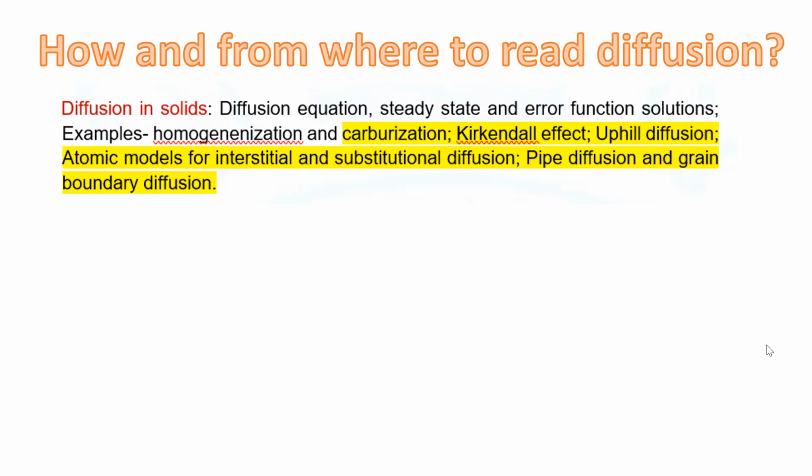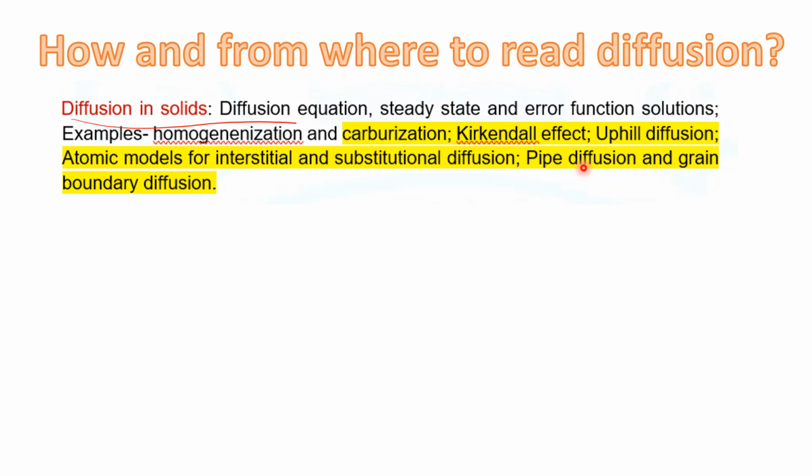This is a very special video where we are going to discuss from where we can complete our syllabus which is related to diffusion in solid. So guys, if you look at the syllabus, this is our syllabus: diffusion equation, steady state and error function solution. Examples like homogenization, carburization, Kirkendall effect, uphill diffusion, atomic models for interstitial and substitutional diffusion, pipe diffusion and grain boundary diffusion. So how you should study and from where?